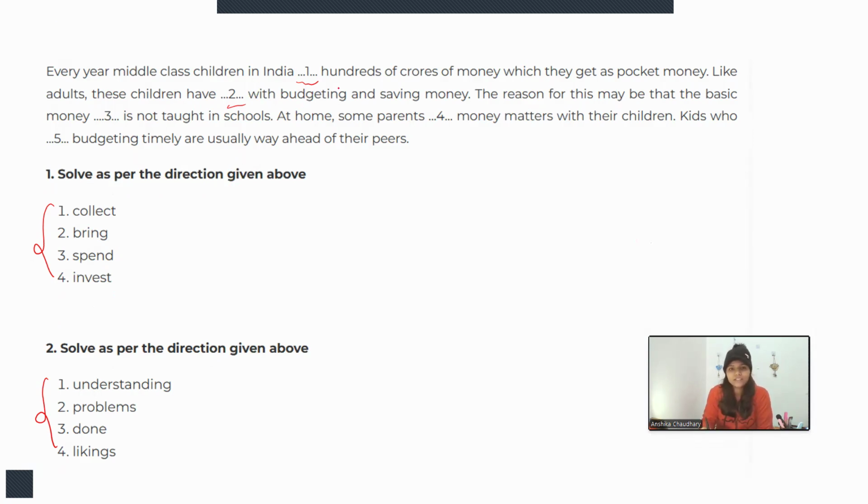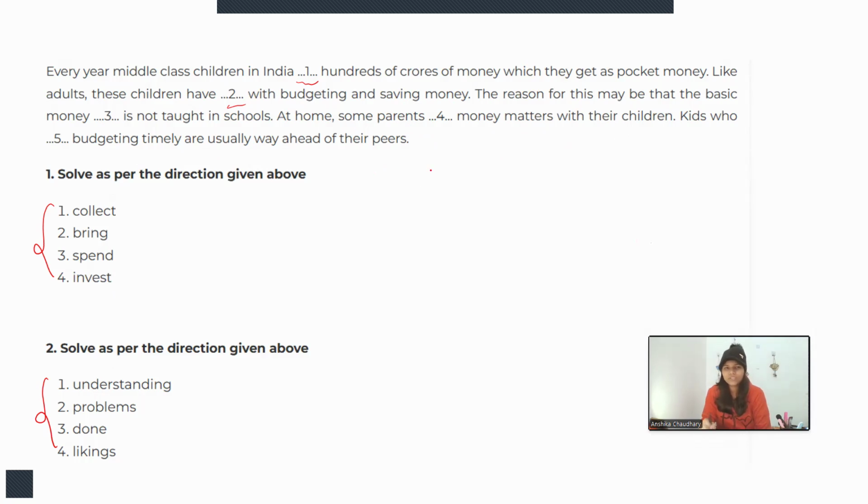So every year, middle-class children in India hundreds of crores of money which they get as a pocket money. Like adults, these children have with budgeting and saving money. The reason for this may be that the basic money is not taught in schools. At home, some parents money matters with their children. Kids who budgeting timely are usually way ahead of their peers.